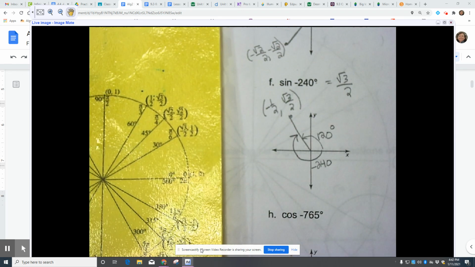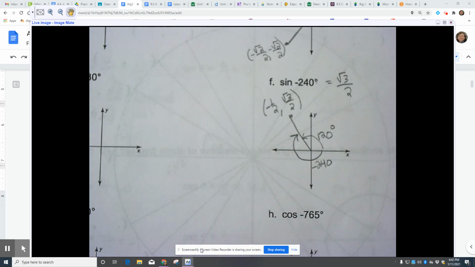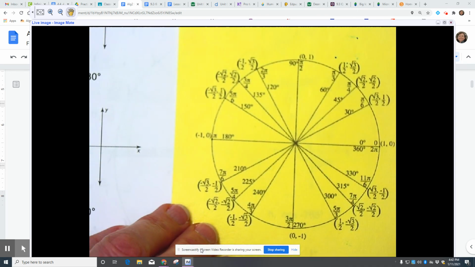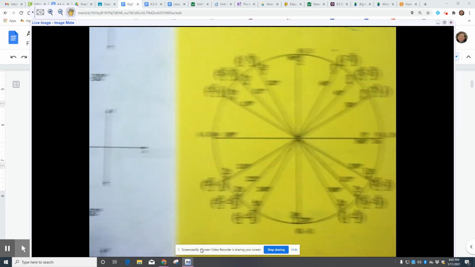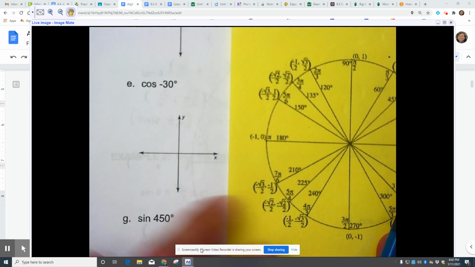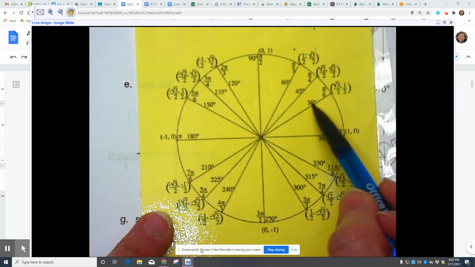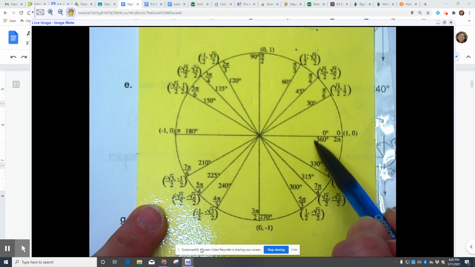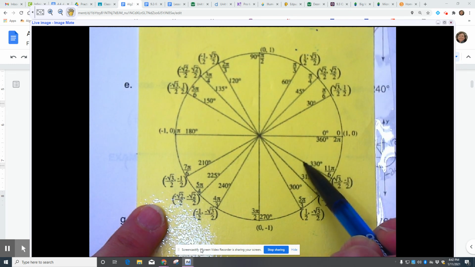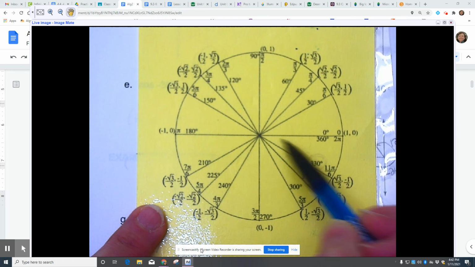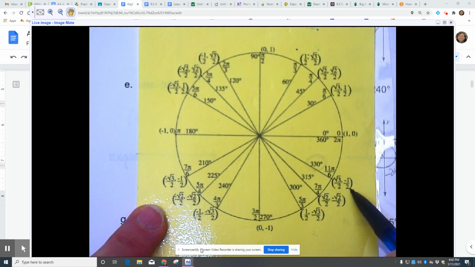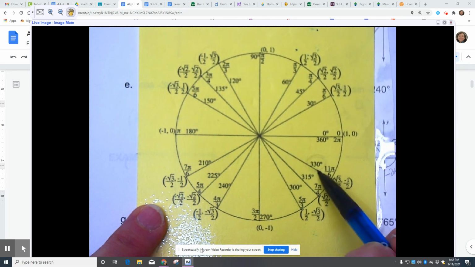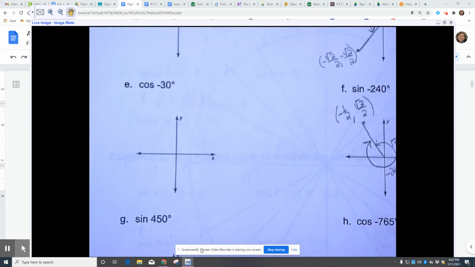So for negative angles, you want to find the coterminal angle on the unit circle that's positive. So I won't do this one completely, but I'll show you how it goes. Here's positive 30 degrees. I want to go negative 30 degrees, which would be right here. So 330 and negative 30 are coterminal. So these two values here are going to be my cosine and sine for negative 30 or 330.